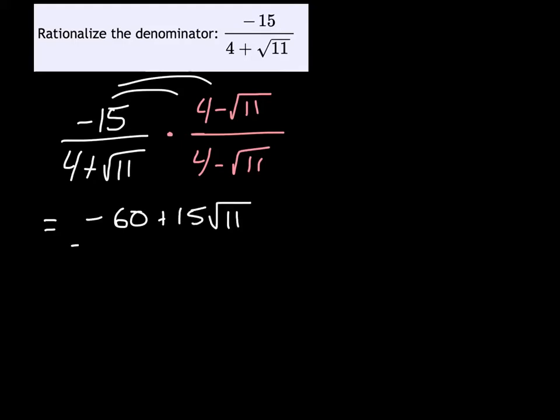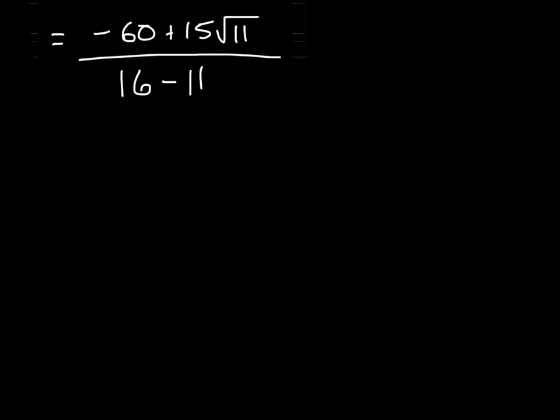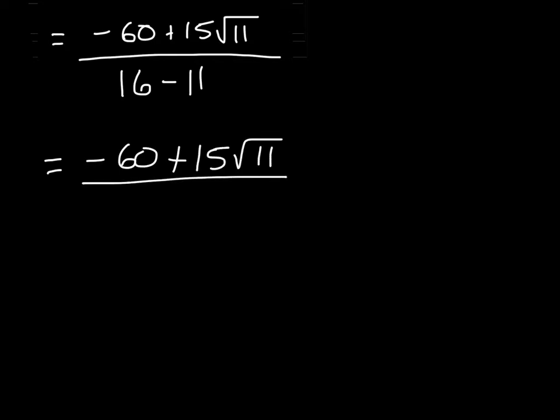In the denominator, we need to FOIL these two binomials, but since they're conjugates, we know that they're just going to end up being the first term squared minus the second term squared, and so this will end up being just 16 minus 11. Alright, and then we just need to clean things up from here. Getting negative 60 plus 15 square root 11 on top, and then on bottom we get this 5.